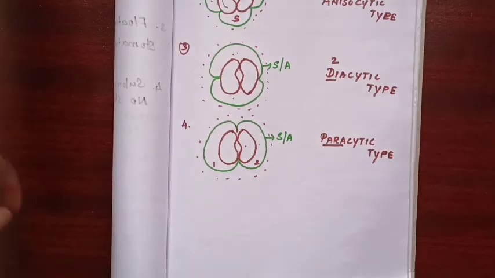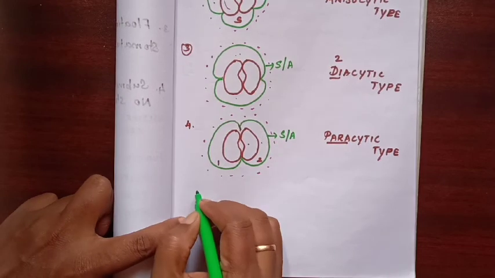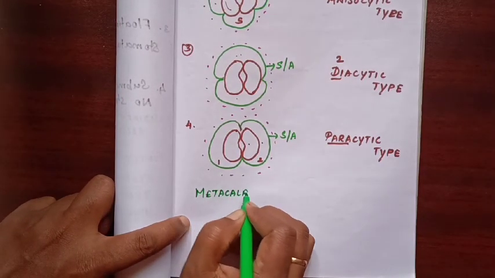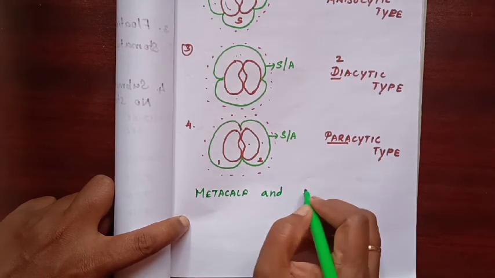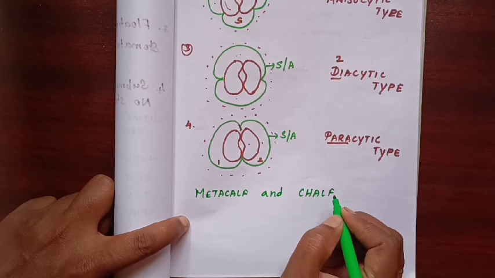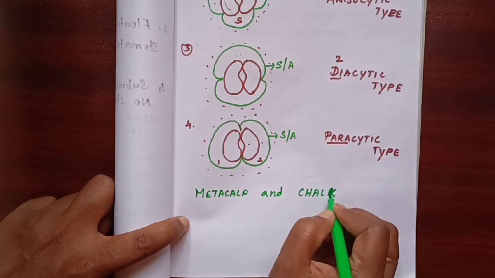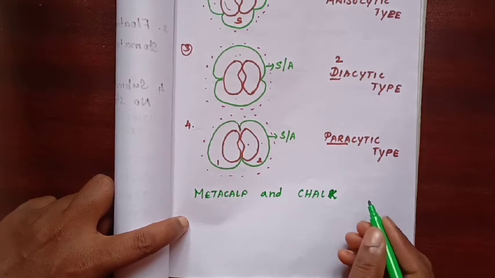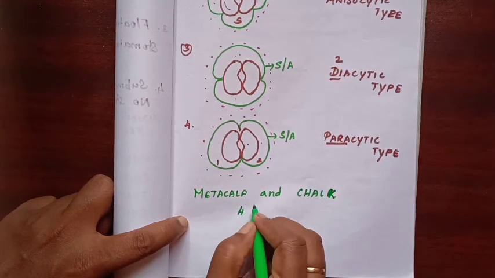So this type of classification was given by Metcalfe and Chalk. So these are the two scientists who gave this type of classification of stomata based on the structure. So they recognized 4 types.